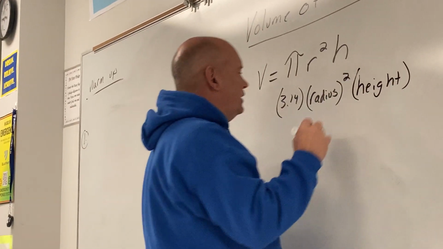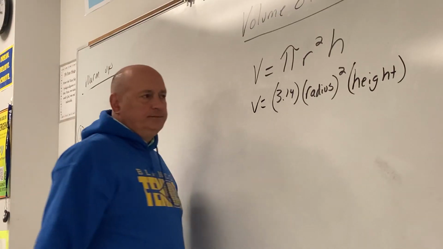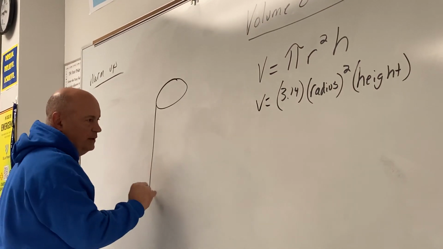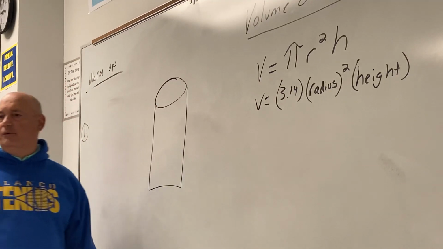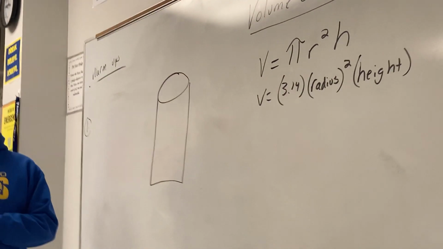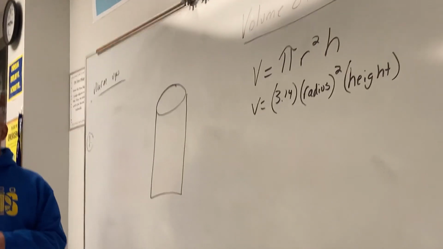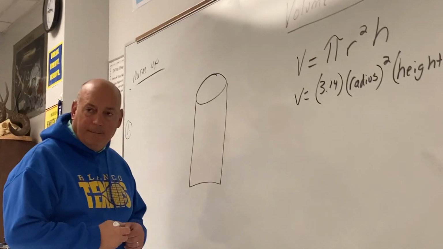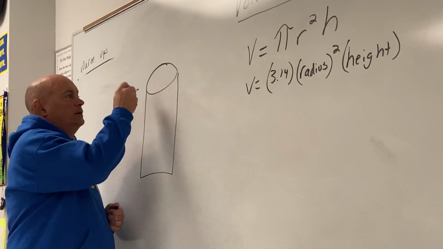All right, so let's look at some problems and let's solve them. So we got a cylinder over here. Are you with it? Somebody talk to me about the radius. What is the radius of a circle? Tucker. It's how much is across? All the way across? No.